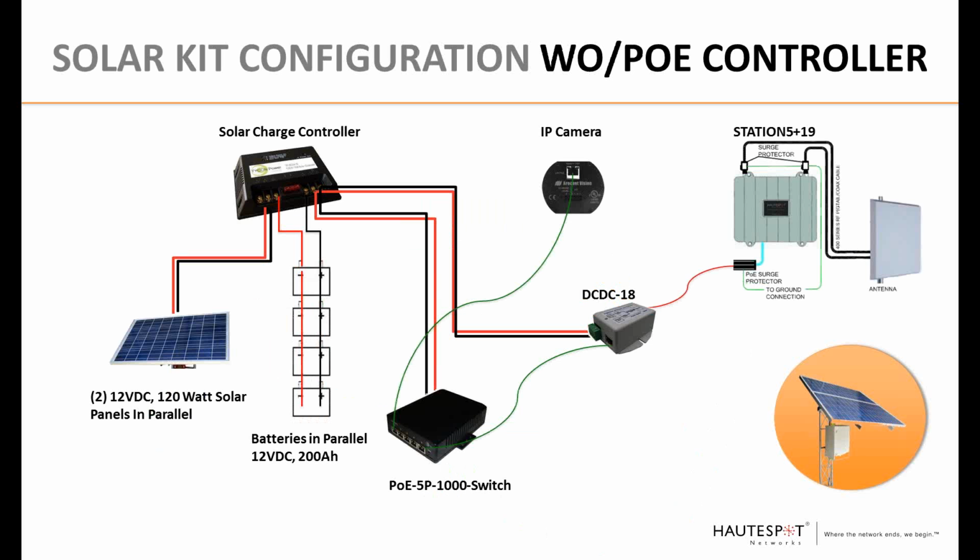So this shows the solar kit without a PoE charge controller. This is one way we can connect. If we have multiple cameras, we have a PoE switch there. You could do up to 4 cameras. Or if it's just a single camera, we would do a PoE injector. Or in the case of the Aircon cameras, it would be DC power block in.